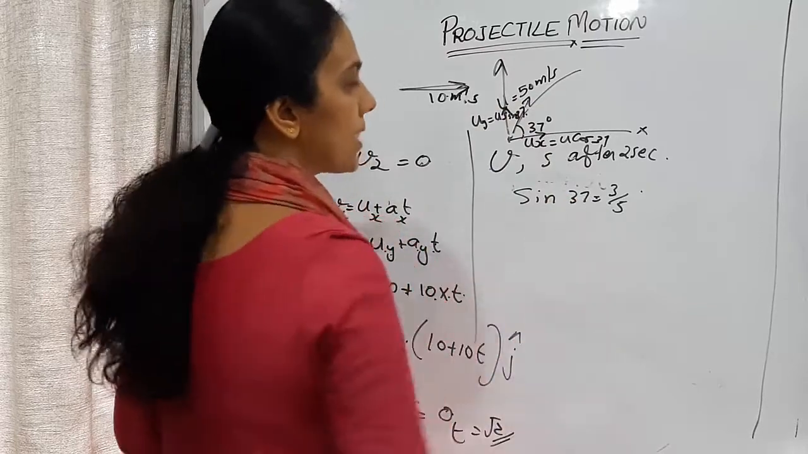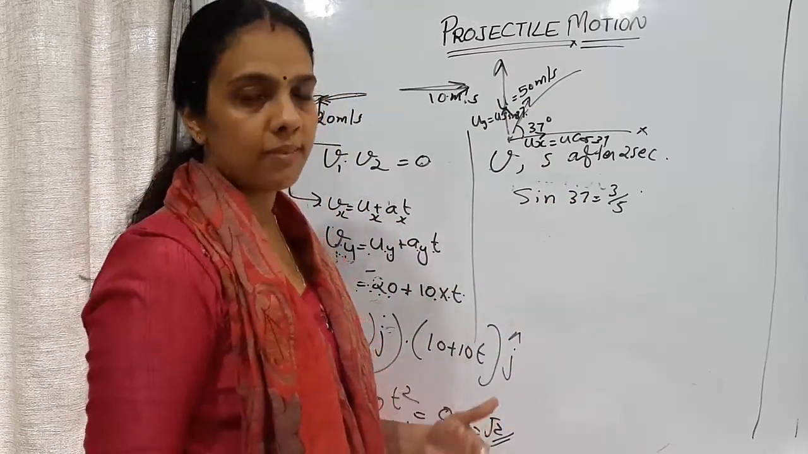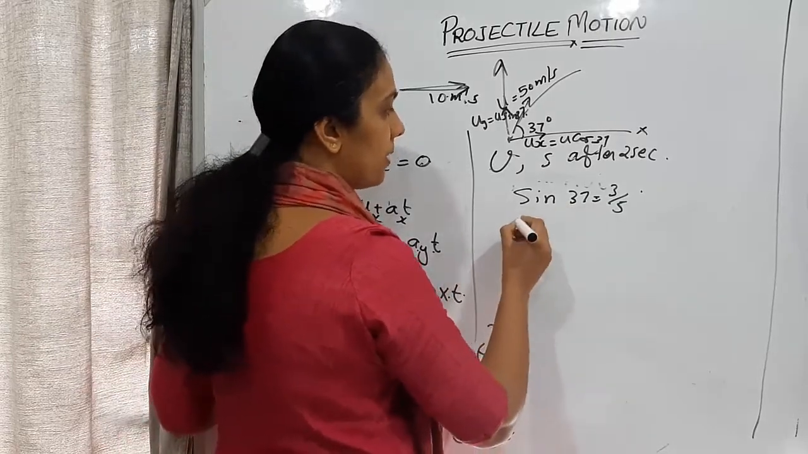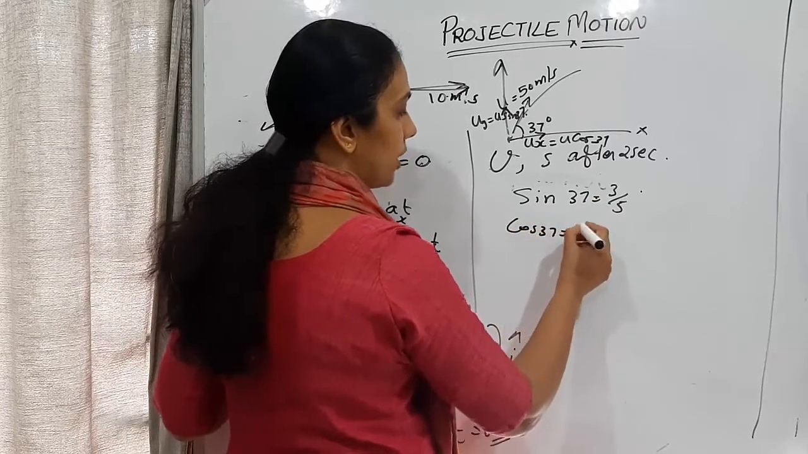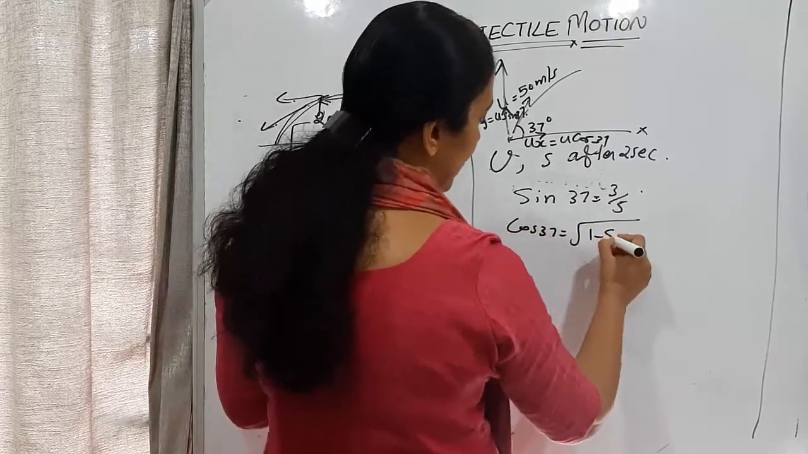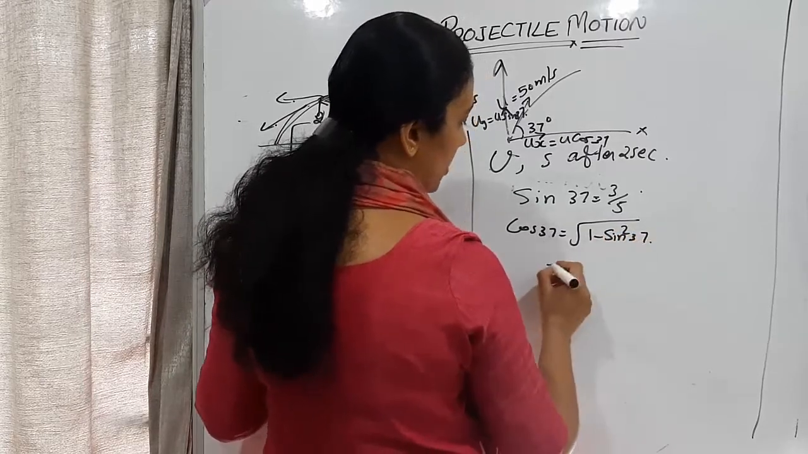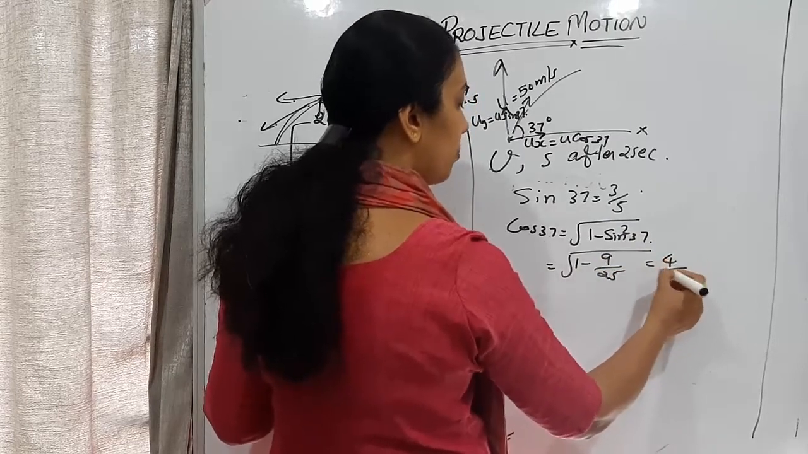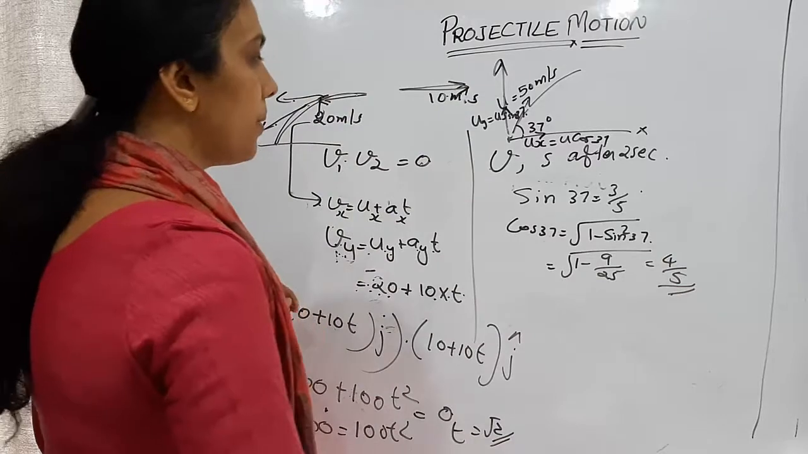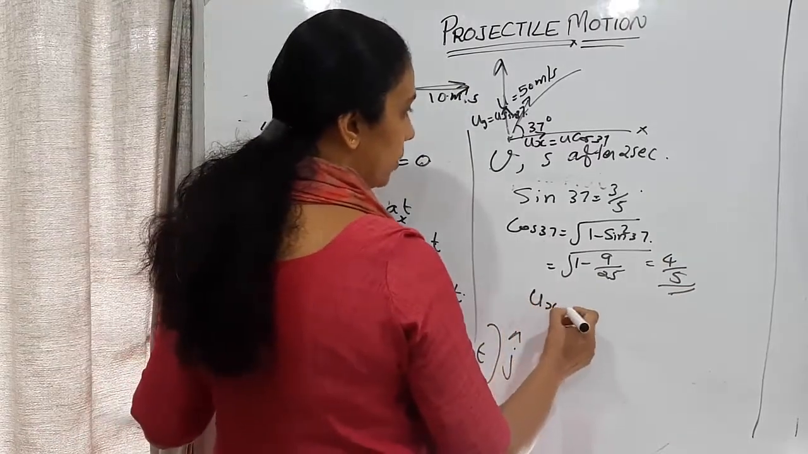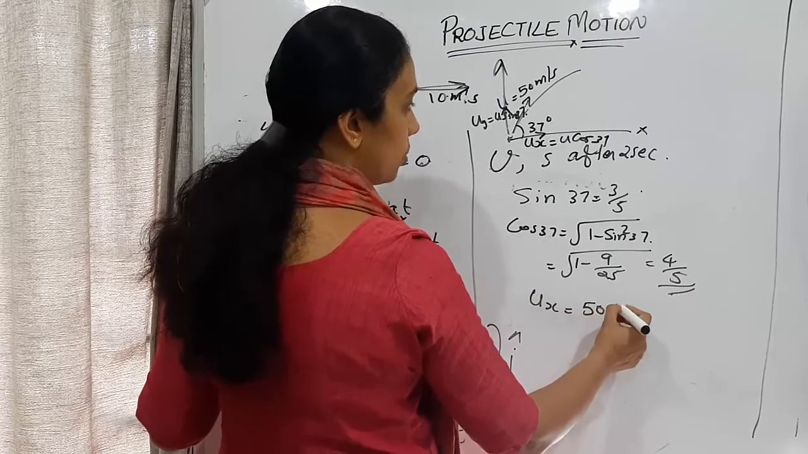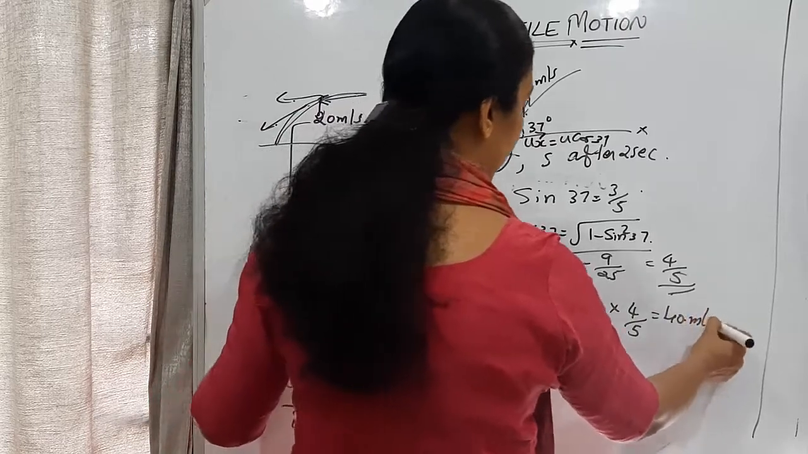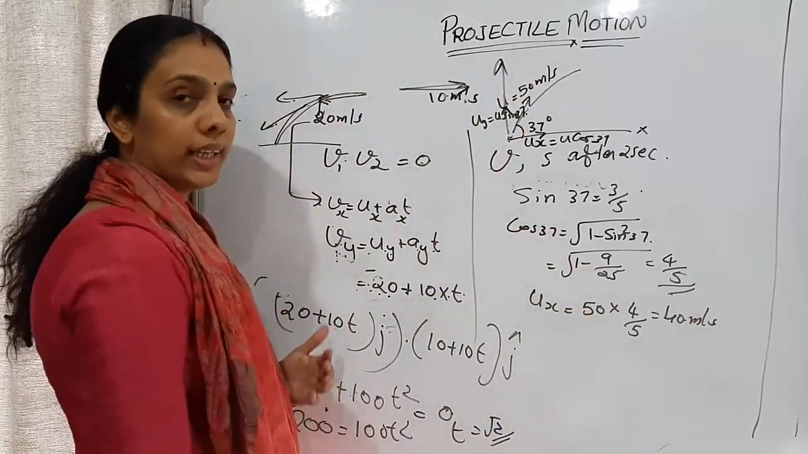We have the value of sine 37 but we don't have the value of cos 37. We can use the trigonometric equation sin square theta plus cos square theta equals 1. Therefore, cos 37 will be equal to root of 1 minus sine square 37, so root of 1 minus 9 by 25, therefore 16 by 25, 4 by 5 we will get. Therefore ux equals u, which is 50, into cos 37 as 4 by 5, that is 40 meter per second along the x-axis, or we can write it as 40 i cap.